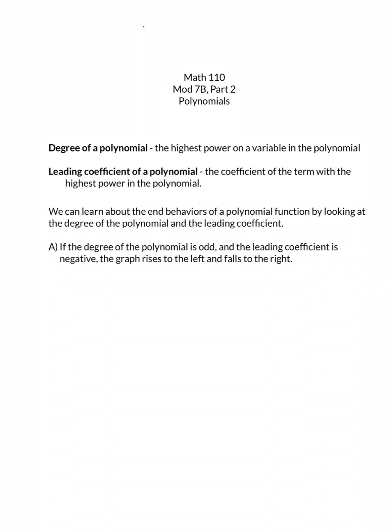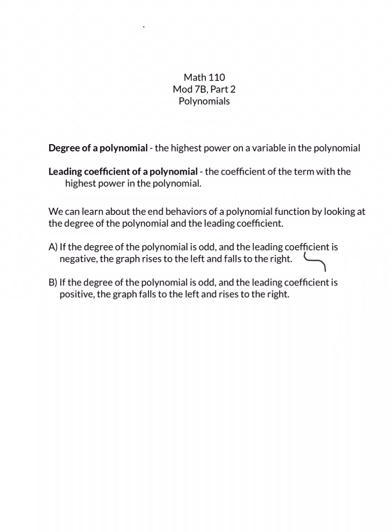We can learn about the end behaviors of a polynomial function by looking at the degree of the polynomial and the leading coefficient. The first possibility is the degree of the polynomial is odd and the leading coefficient is negative. If this is true, the graph rises to the left and falls to the right. So it could look something like this.